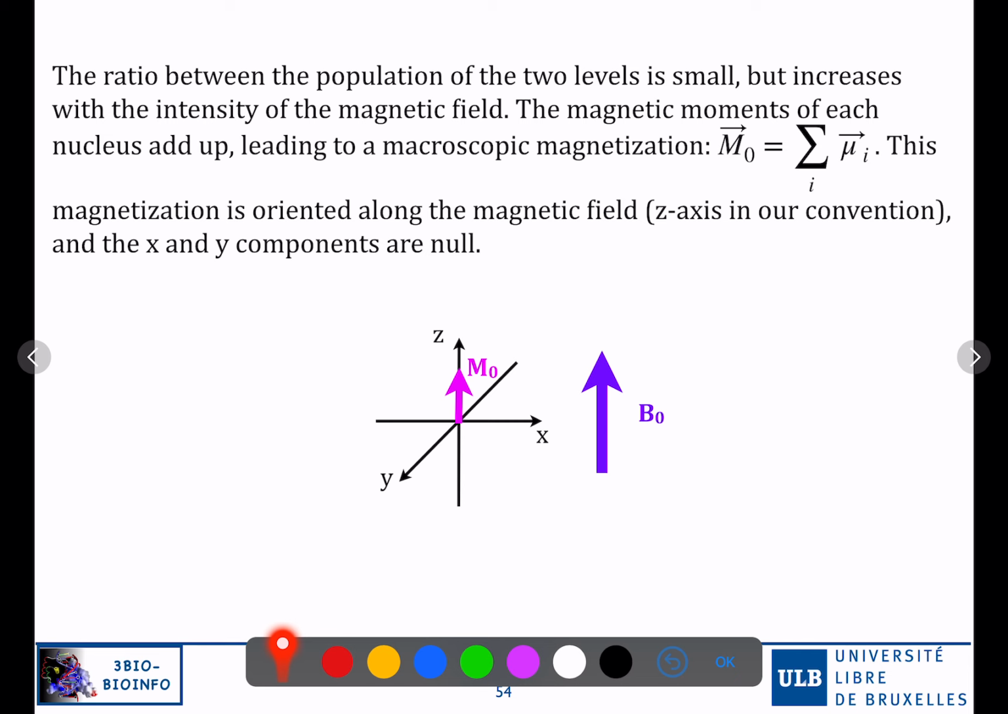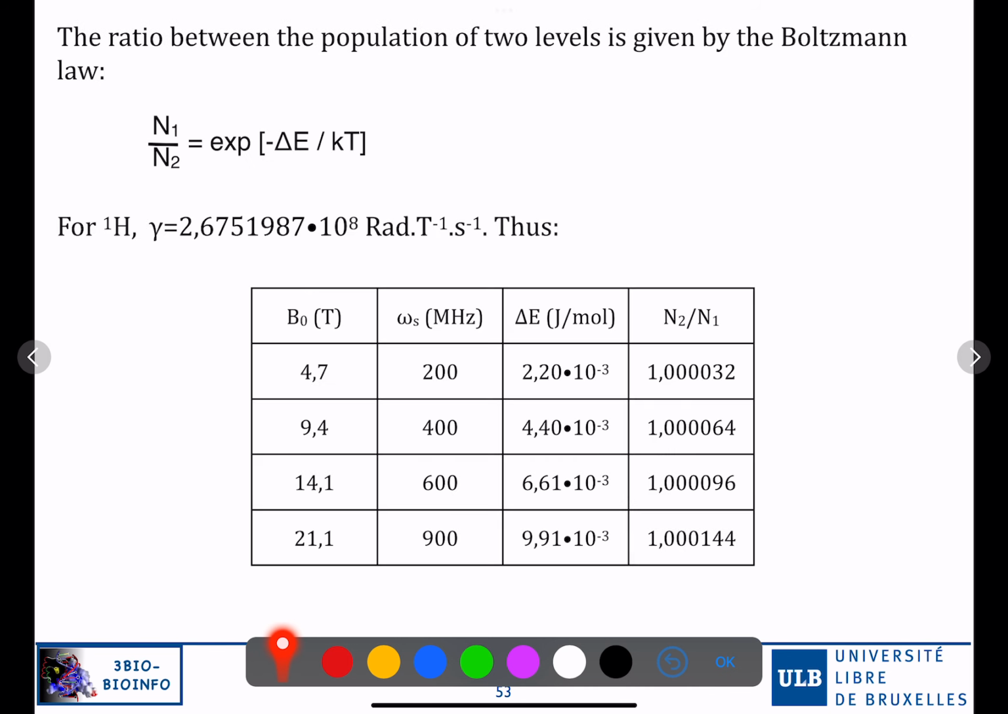So, in the first video about NMR, we have seen some theoretical aspects, and we have also seen that when you place a sample where you have different nuclei that present a magnetic moment, and if you place this sample in an external magnetic field, you will generate two energy levels that are characterized by a certain population in each level.